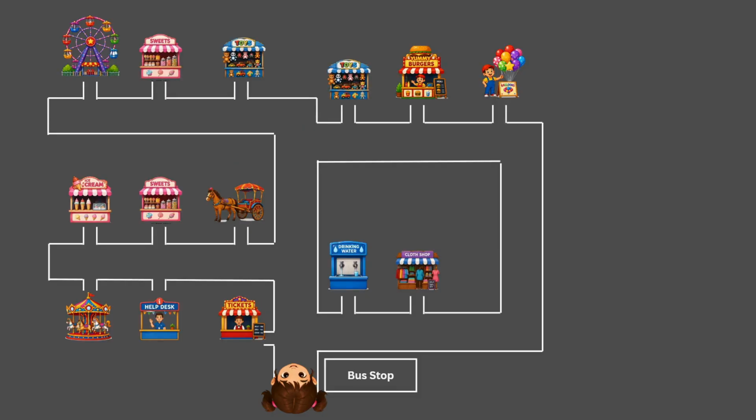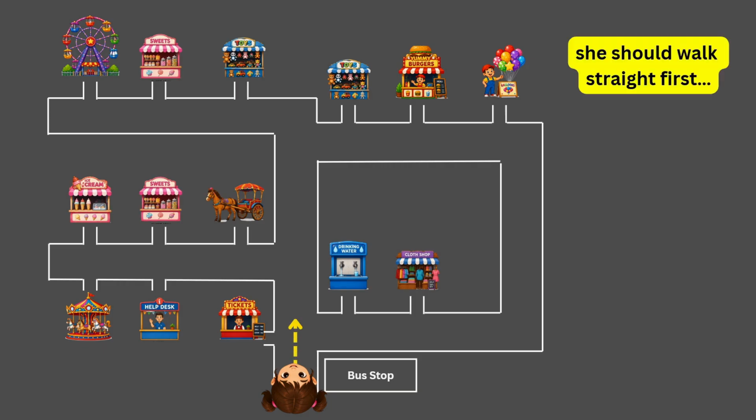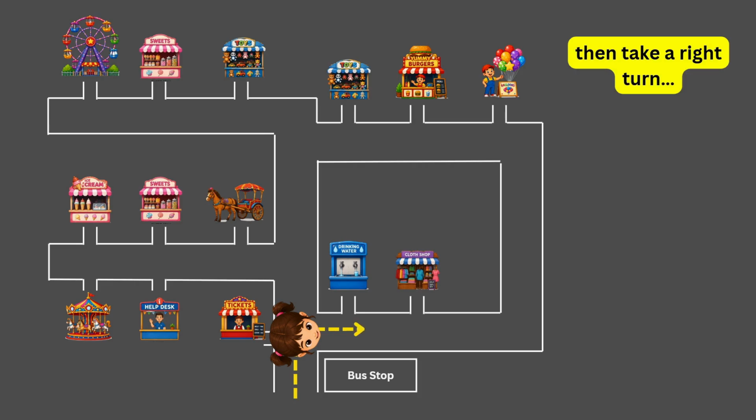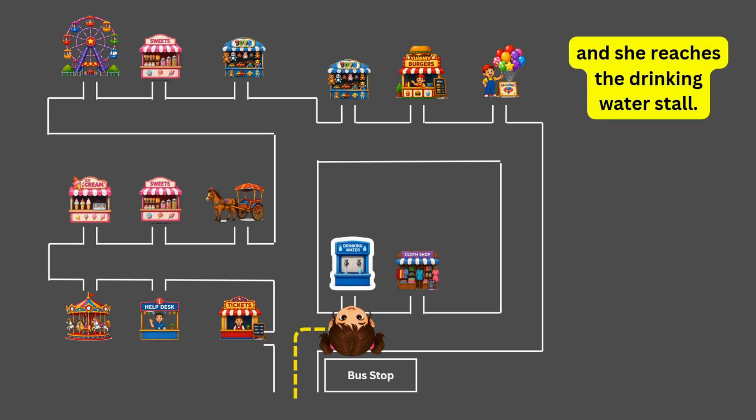First we find where Riya is standing. She is near the entrance. Now look carefully at the map. Should she turn left or right? Let's trace the path slowly. First, she walks straight, then she takes a right turn, and there she reaches the drinking water stall.